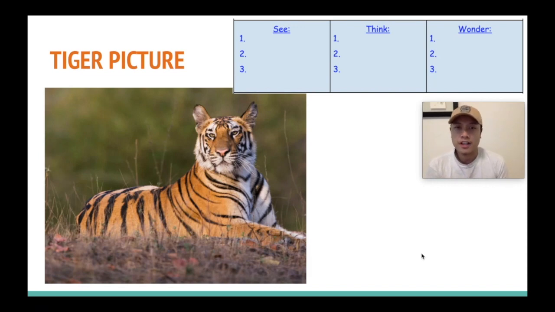So for this tiger picture, I of course want you to write down what you see, write down what you're thinking when you were looking at this beautiful organism, and then write down 3 things that you wonder about this organism. You can pause this video at any time. You can go at your own pace. But at this moment, I'm going to move on to the next picture.